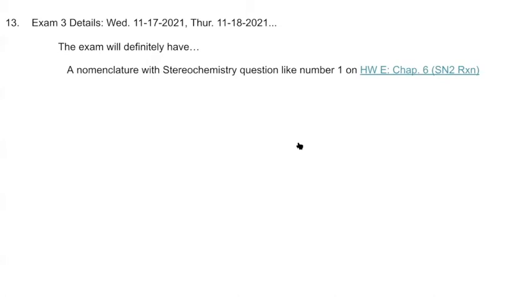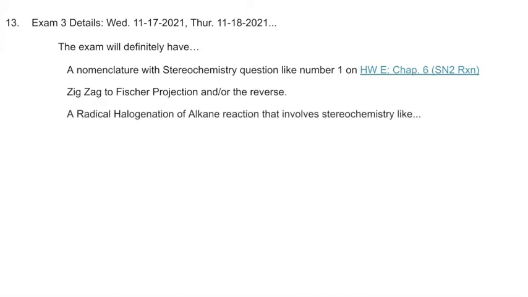And nomenclature with Stereochem, I have this as number 1 now on homework 5, but I also put it on homework 6 to make sure people see it before the exam. So it's the same question on homework 6 and 5, but if you downloaded 5 earlier, you won't see it on your downloaded copy, but you'll see it there. And then I'll ask a zigzag to Fischer projection or Fischer projection to zigzag like we've been doing in lecture. Practice those, that'll definitely be on there. A radical halogenation of an alkane reaction that involves Stereochem. We're going to definitely have one of those. And this is maybe one of the most difficult types of questions I ask all year of O.Chem.